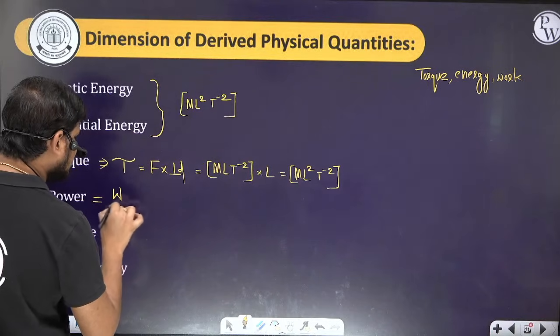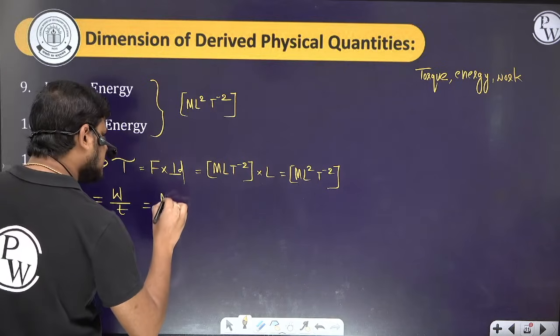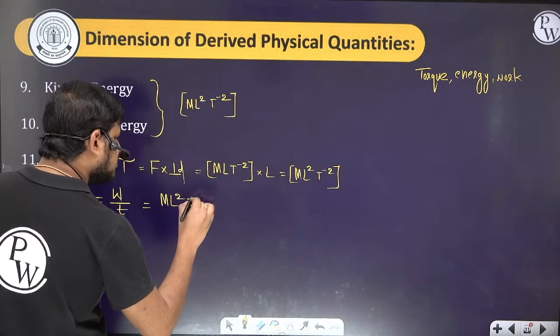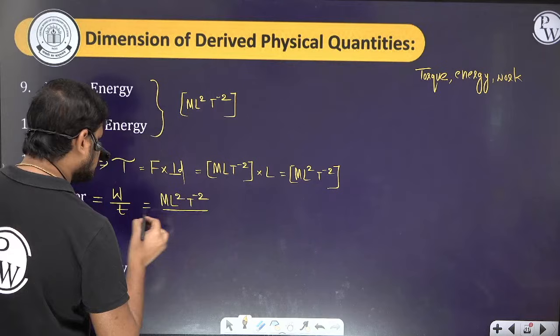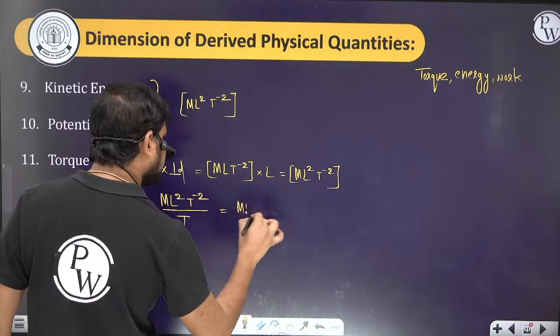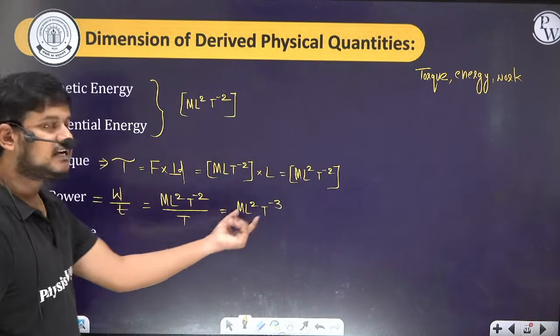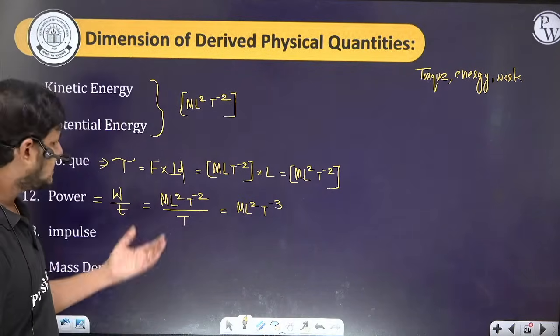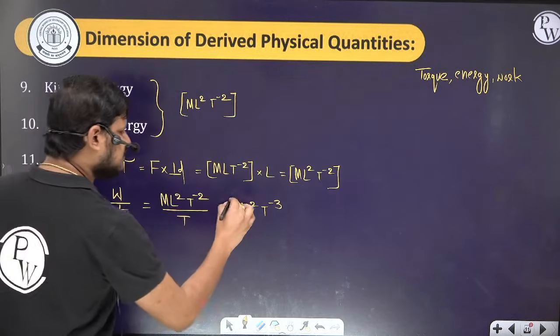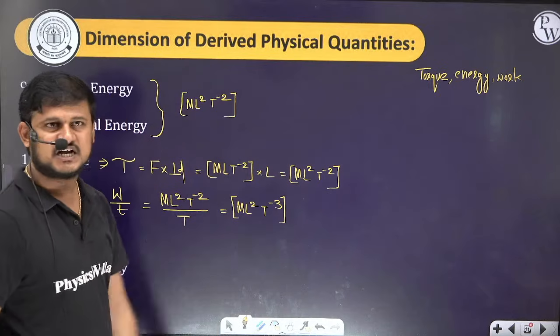And power formula you also know from grade 9th and grade 10th. It's work done by time. Now you know the dimensional formula of work done. What is that? M L square T to the power minus 2, by time, capital T. So if it goes up, it becomes M L square T to the power minus 3. Clear this part? Chalo. So this is the dimensional formula. Always represent the dimensional formula in square brackets like this.